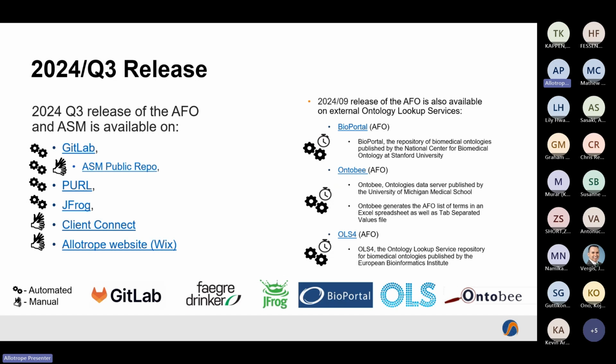Allotrope directly interacts with 3 of them: BioPortal, OntoBee, and the ontology lookup service, OLS4. We're actually spidered on a couple of others as well indirectly, so we've been pulled through from presumably one or more of those to a couple of other places. So it turns out Allotrope's getting a little bit more traction outside the ones that we directly support. If you're interested in the ontologies, go take a look at one of the ontology lookup services, and if you're interested in the ASMs, you can grab them straight from GitLab.